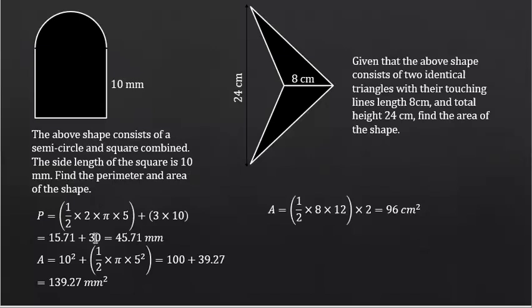And that will give us 30. When we add the total of the perimeter for this semicircle and then the perimeter of this square, or you could say 3/4 square, we will get 45.71 millimeters. Any questions?